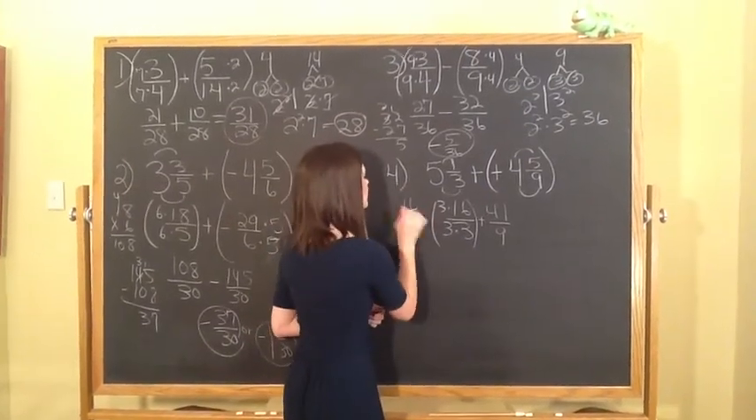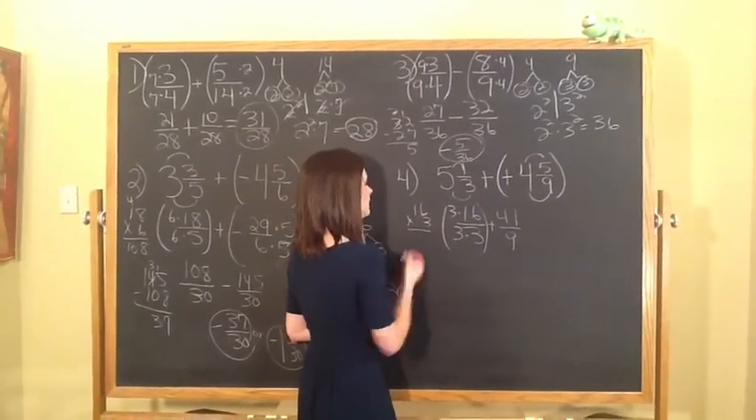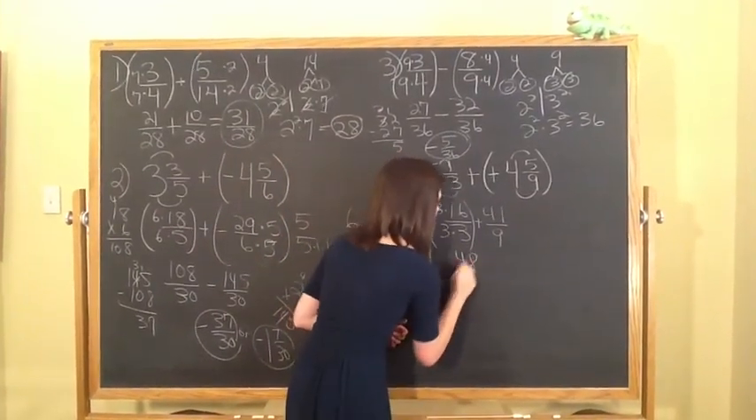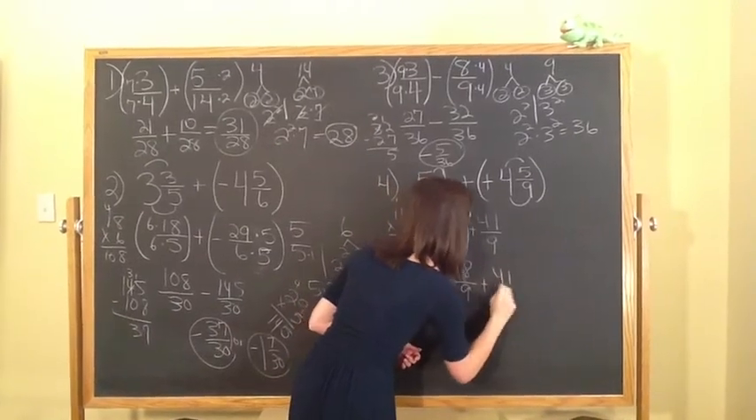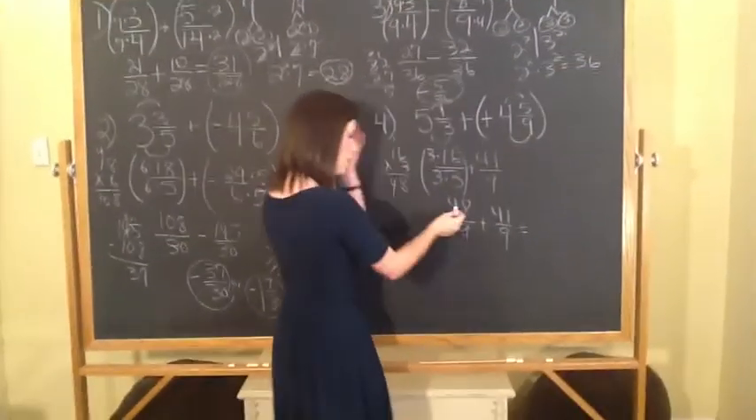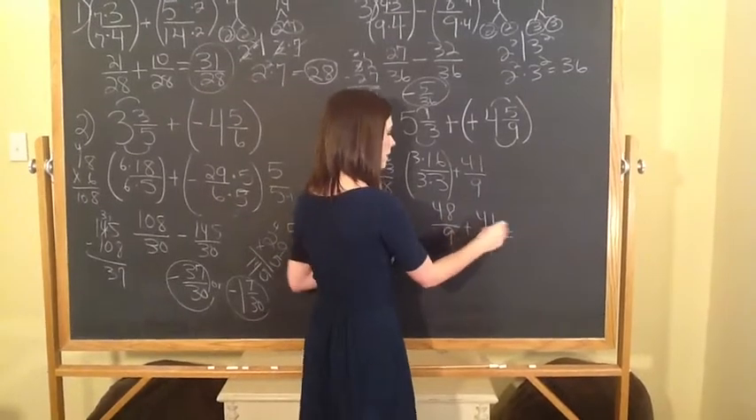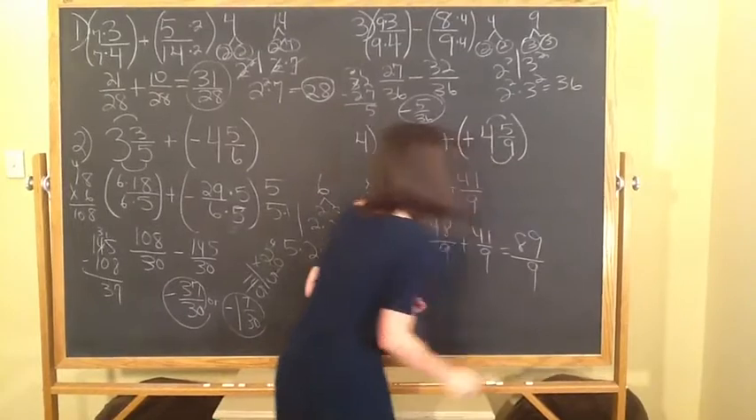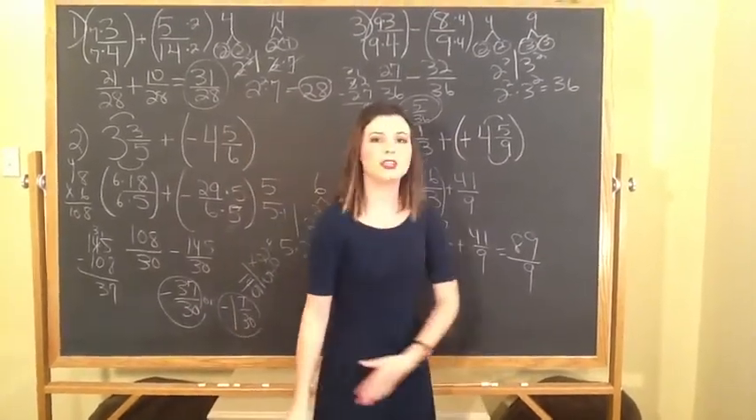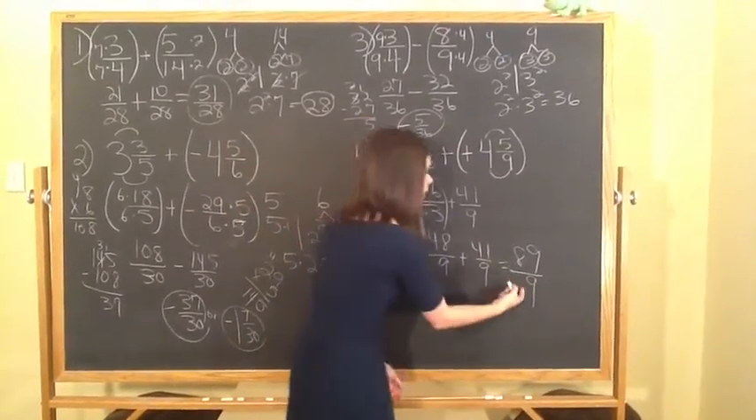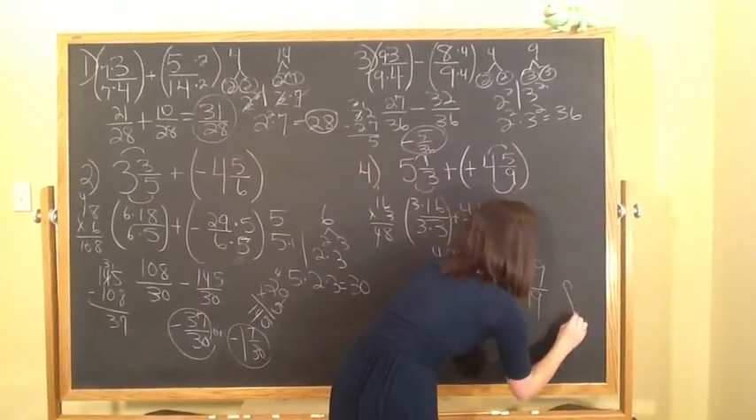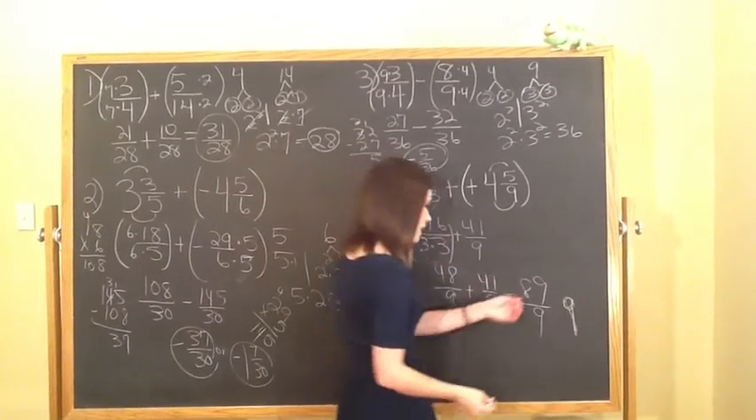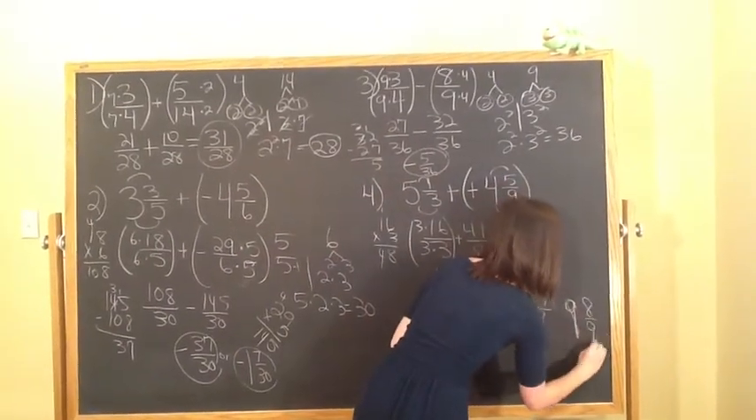So let's go ahead and do 16 times 3. So 3 times 6 gives you 18. 3 times 1 gives you 3, plus 1 gives you 4. So we have 48 over 9 plus 41 over 9. So let's go ahead and add them up. 48 plus 41, 8 plus 1 gives you 9. 4 plus 4 gives you 8, so 89 over 9. So you can keep it as an improper fraction, or you can change it to a mixed number, which would be 9 goes into 89 about 9 times, actually, because 9 times 9 gives you 81. And then we'll have 8 over 9. So 9 and 8 ninths.